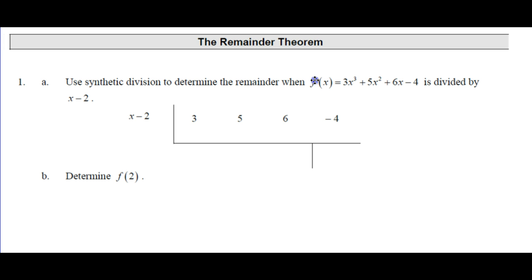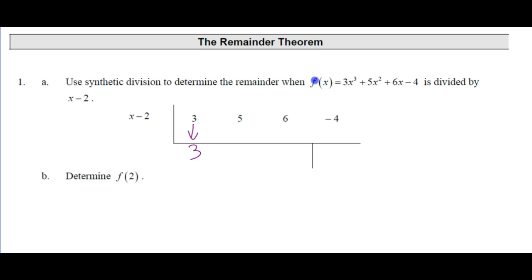So I can read it as 3x cubed plus 5x squared plus 6x minus 4. Now we need a placeholder for everything below cubed. In this case they exist, so we don't have to worry about it. But if it didn't exist, we'd have to put a 0 in there. Anyway, this exists, and we did one yesterday. So the first step is bring down the 3.